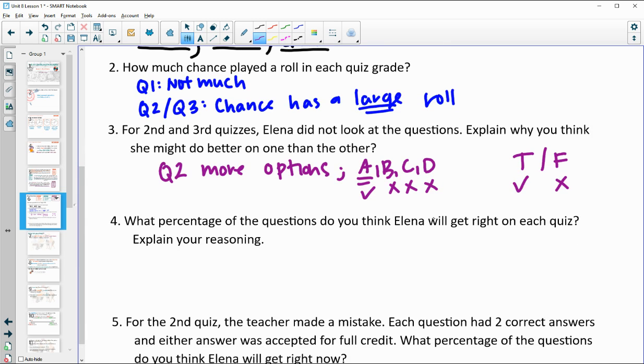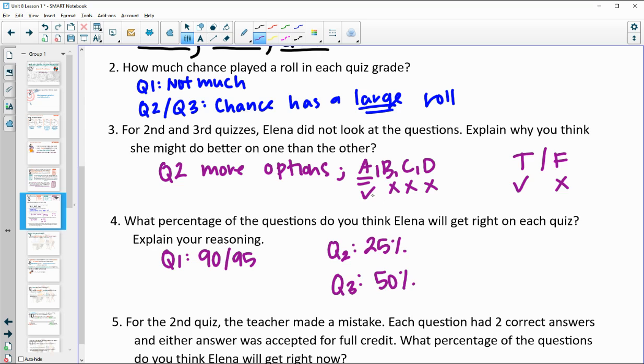What percentage of the questions do you think Elena will get right on each quiz? She studied on the first one, said she knew it pretty well. So for quiz 1, maybe she got like a 90 to 95%, 85, something like that. Okay, quiz 2. Maybe you thought she got like a 25%. Quiz 3, maybe you thought she got a 50%.